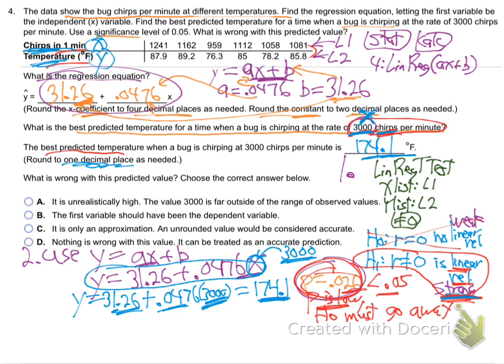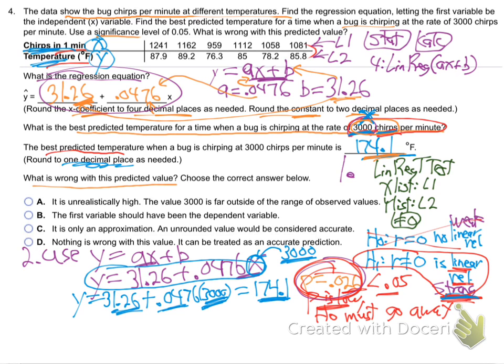That must be the temperature outside. That's kind of hot, 174 degrees. So this is really kind of a silly example. So if you hear the buggy boys chirping 3,000 chirps a minute, don't step outside. It must be 174.1 degrees outside.